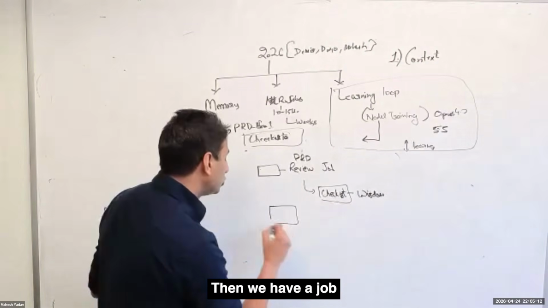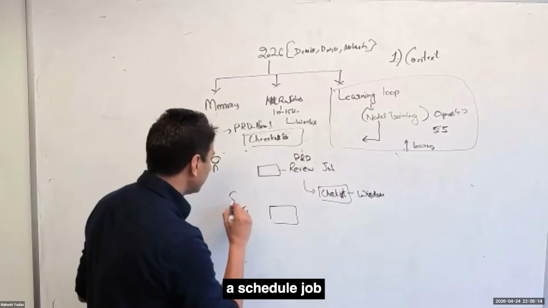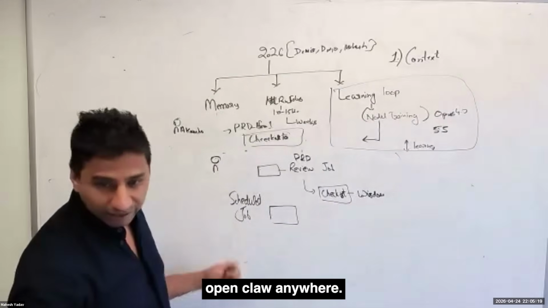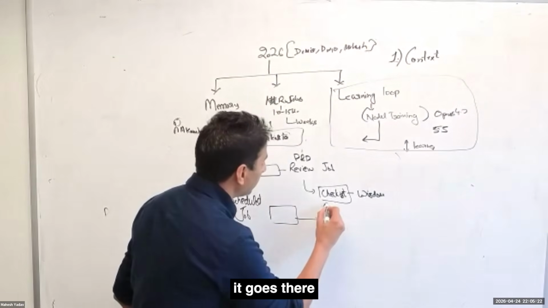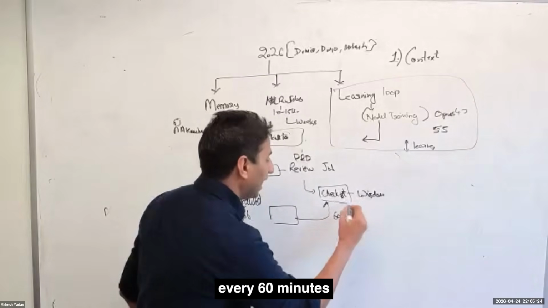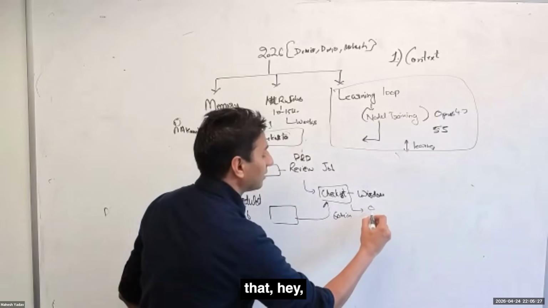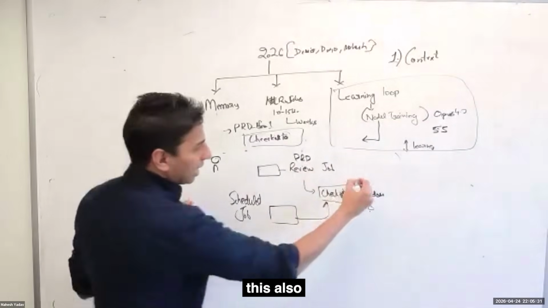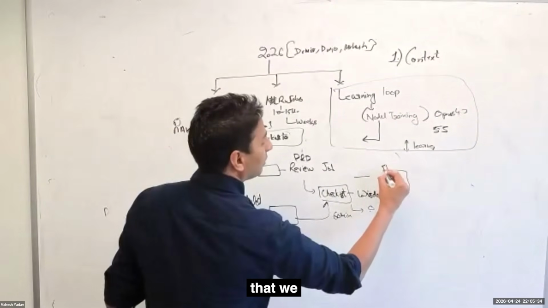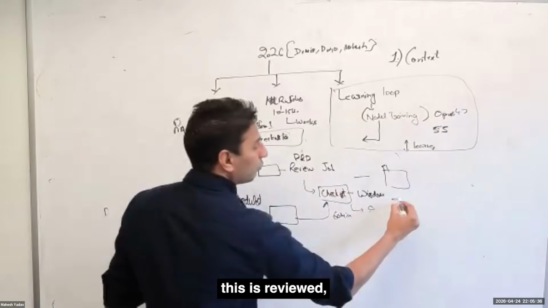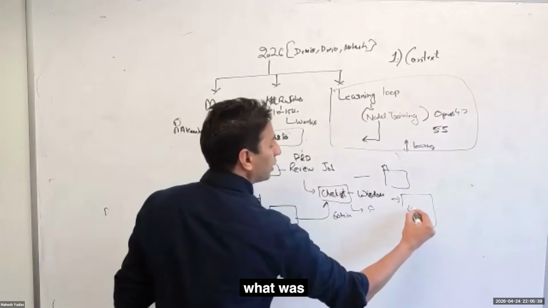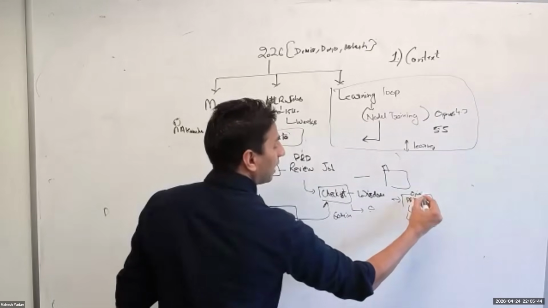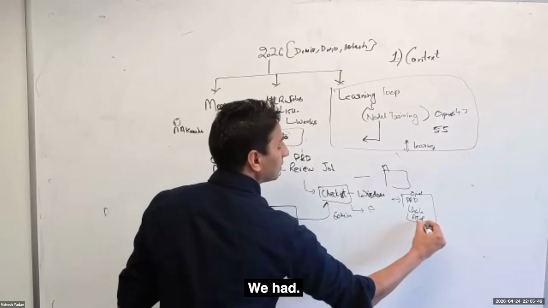Then we have a scheduled job, which we have created inside Cowork, or you can create it in OpenClaw or anywhere. What this job does is it goes there every 60 minutes and checks whether there are any changes. This also has a structure that we have created. Every time a PRD is reviewed, we put it in a folder with the checklist used, the original PRD, and the AI-produced PRD.